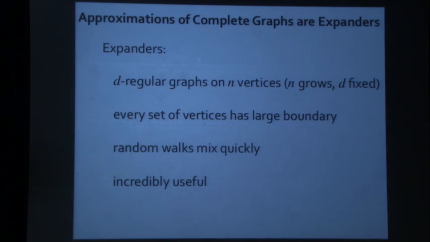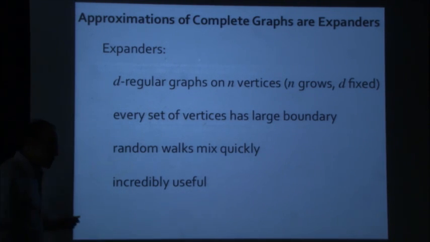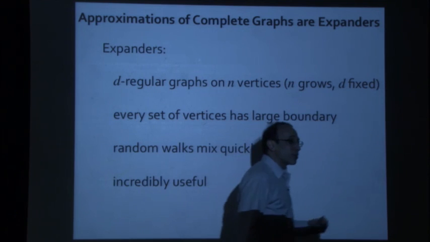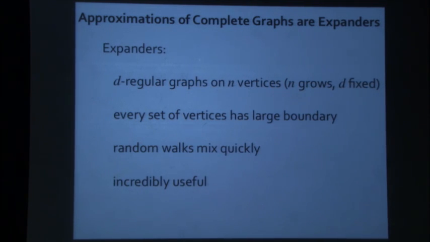These are the graphs where, say, random walks mix very quickly. And I should also mention that, at least as a theoretical computer scientist, they are incredibly useful. The number of important theorems in theoretical computer science that depend on expander graphs really cannot be counted. They make their way in everywhere.